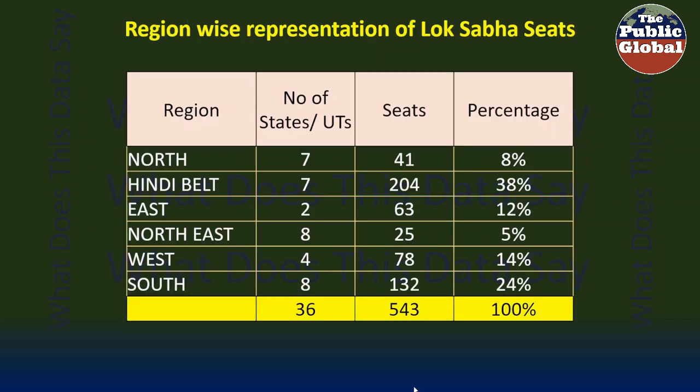Now, this table shows region-wise representation of the Lok Sabha seats. North, which has 7 states and union territories, currently has 41 seats and it represents 8% of the Lok Sabha. Hindi belt has again 7 states but has 204 seats. This is the largest chunk of seats and they represent 38% of the Lok Sabha. East has 2 states, Odisha and West Bengal. They have 63 seats. They represent 12%. Northeast has 8 states, the smallest in our country. They have only 25 seats and representation is only 5%. West has 4 states, 78 seats, they represent 14%, and South has 8 states, 132 seats, and they represent 24%.